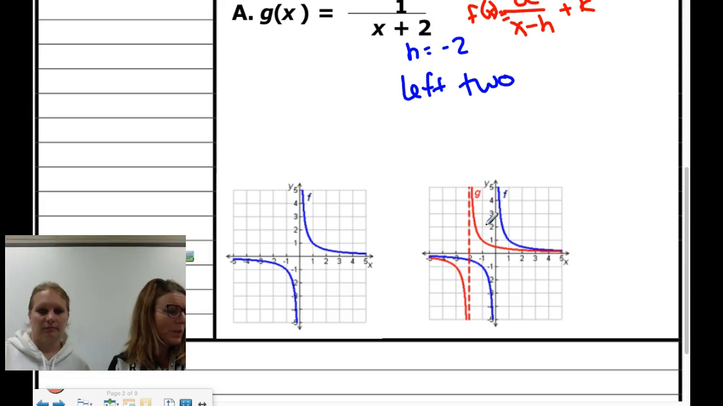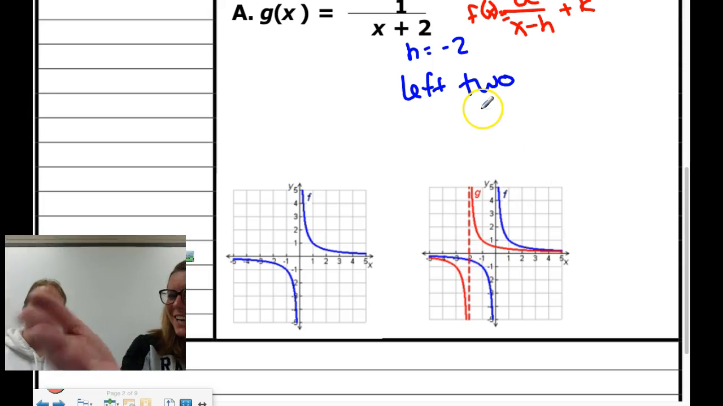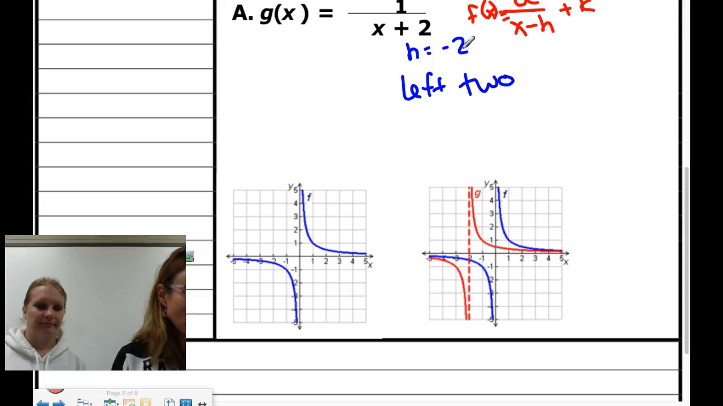Oh, and guess what? Was there something else we were supposed to find here? We were supposed to find asymptotes on this one? No, I don't think so. It didn't ask for it, right? No. But as you can see, they're showing an asymptote there, and we're going to talk more about it. Notice where it's at. It's at negative 2. So it's our h, really. Exactly. That's what's going to happen.